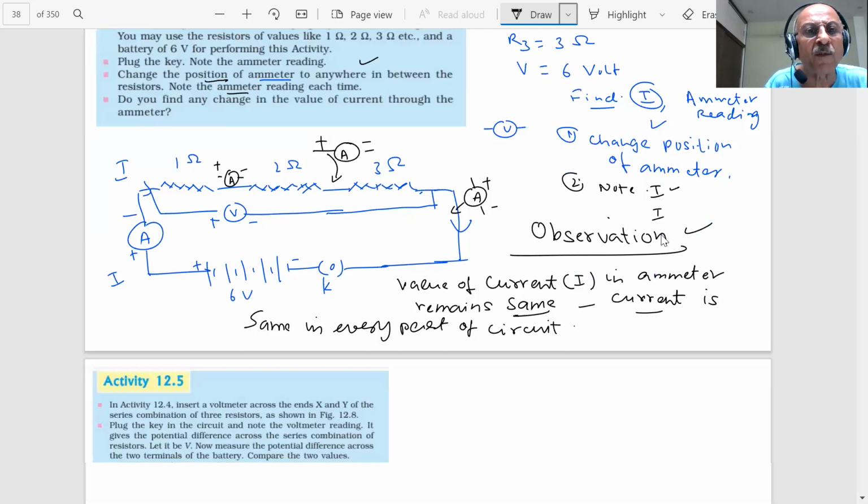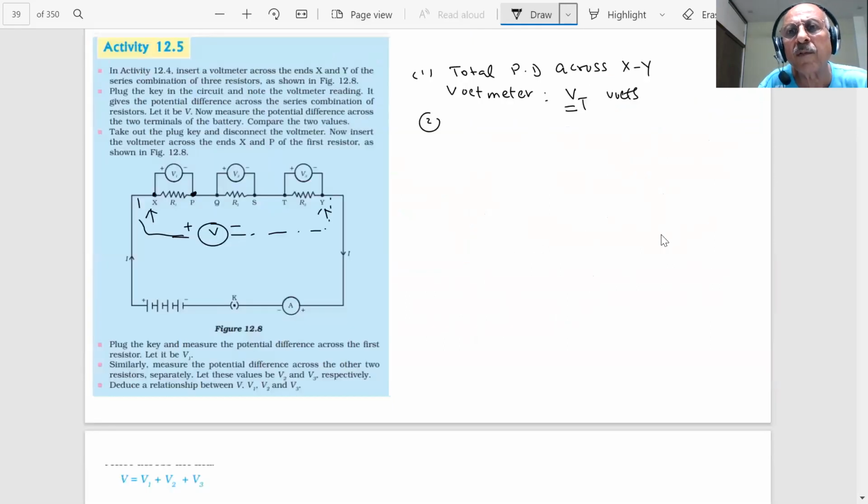Now insert the voltmeter across the ends of X and P. What will I do next? Remove this voltmeter and connect the voltmeter between X and P. This one. See that this is my X, students. Can we do that? Got it? What we are doing?